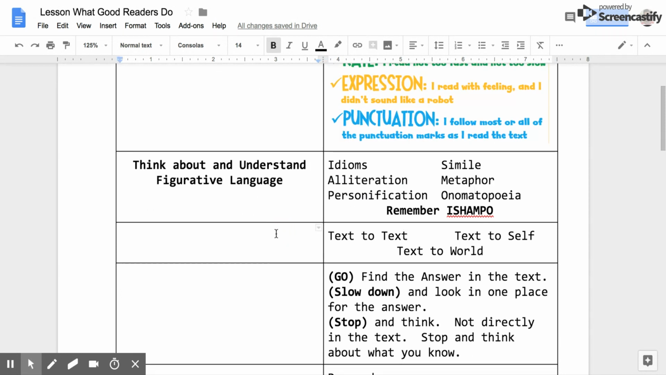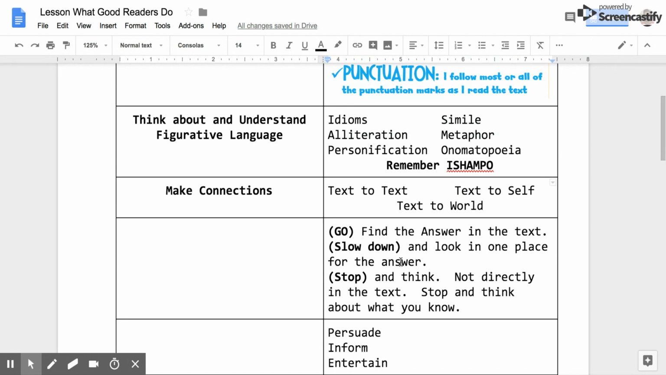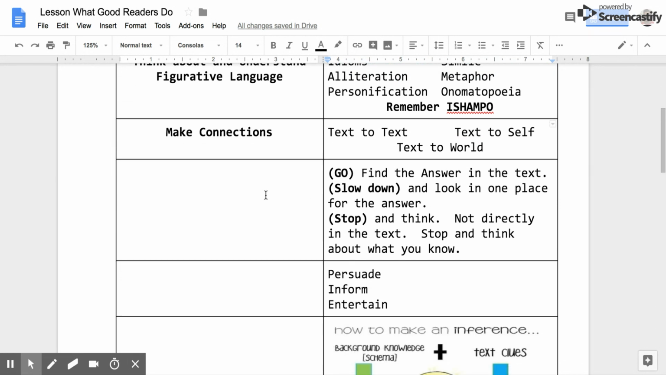Now let's go to the third box. Good readers must always make connections. So once you write down make connections, on this row right here, we have text to text, text to self, and text to world. That means anytime you read a book or read a passage, you need to think to yourself, have I done something like this? Have I read something about this before? Have I seen something in the news about this topic? So anytime you read, you need to make connections. And remember, if you have done something similar to what you have read.